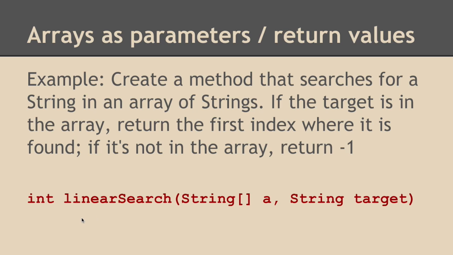So here's the signature line for our method. It will be called linearSearch. It will take an array of strings named A and a second string called target, and it's going to return an integer, and that is the index where target is found, or -1 if that target is not found in the array at all.